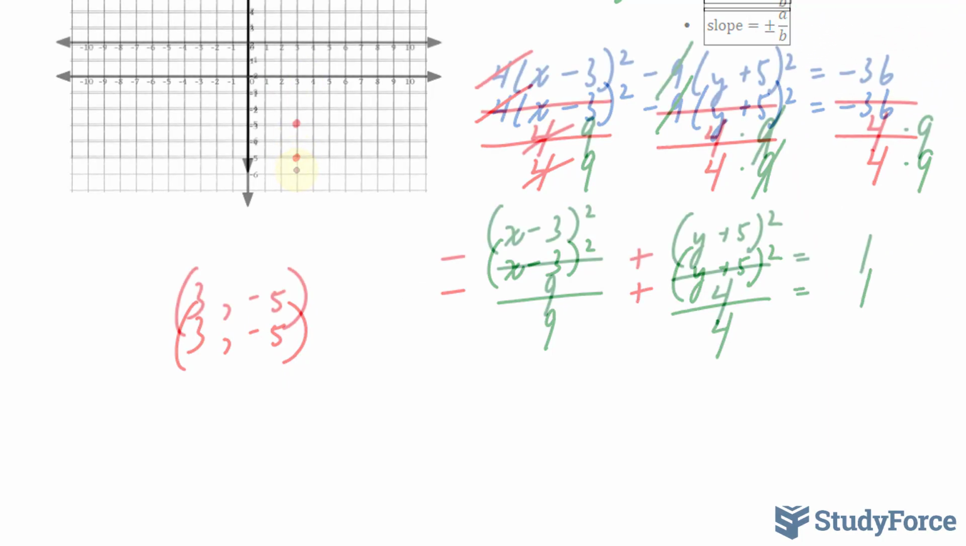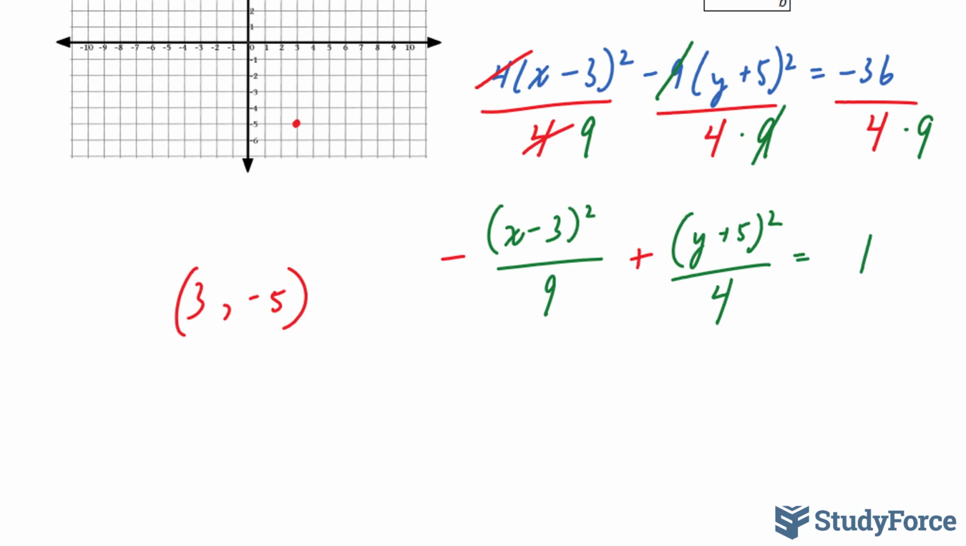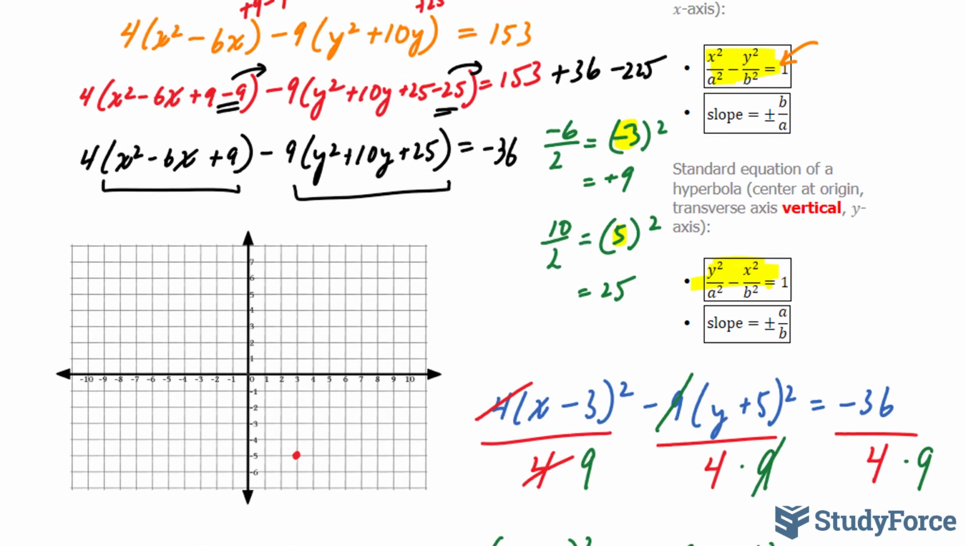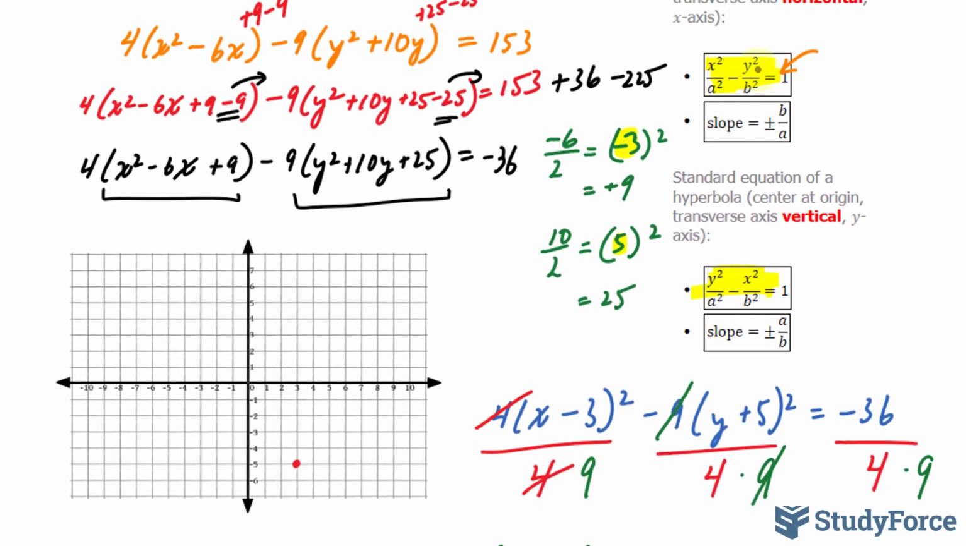That's right there. Also, another reason why the standard form equation is important is because now we can also identify where the transverse axis will be, whether it will be on the horizontal or on the vertical. And the way you can tell is by looking at which of the variables, x or y, is negative.